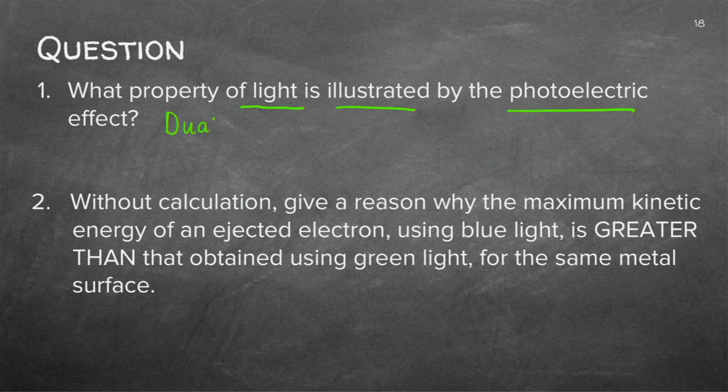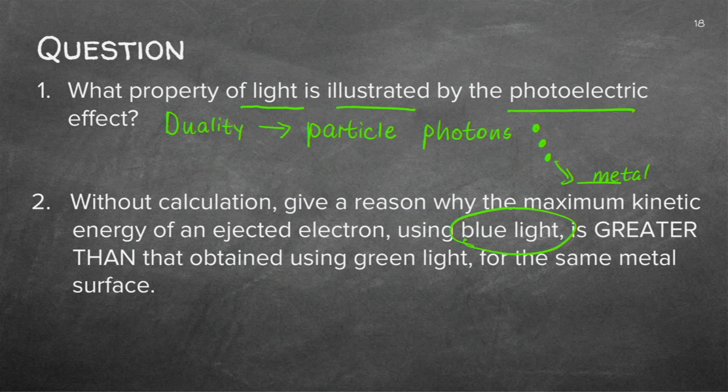Well, we know about the duality, so now we know light is also a particle. It's important that you know it's a particle or it's got photons. Photons are the small little particles of light falling in on this metal. The second question, without any calculation, give a reason why the maximum kinetic energy of an ejected electron using blue light is greater than green light.